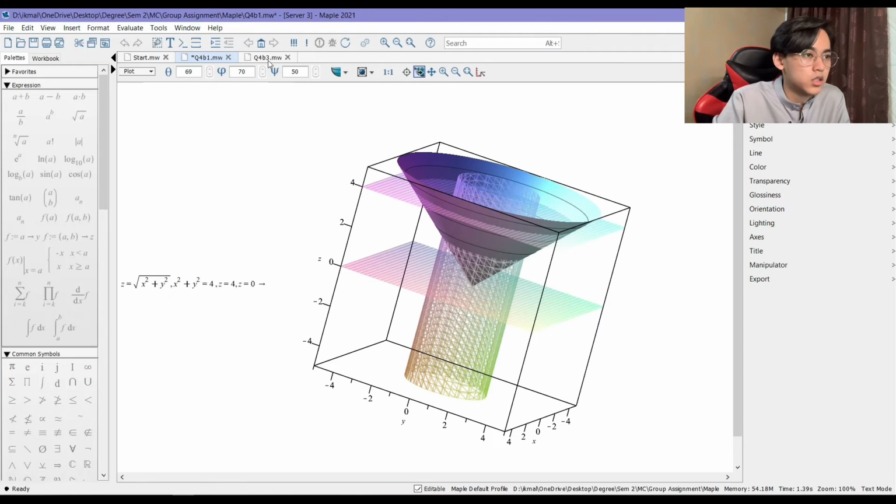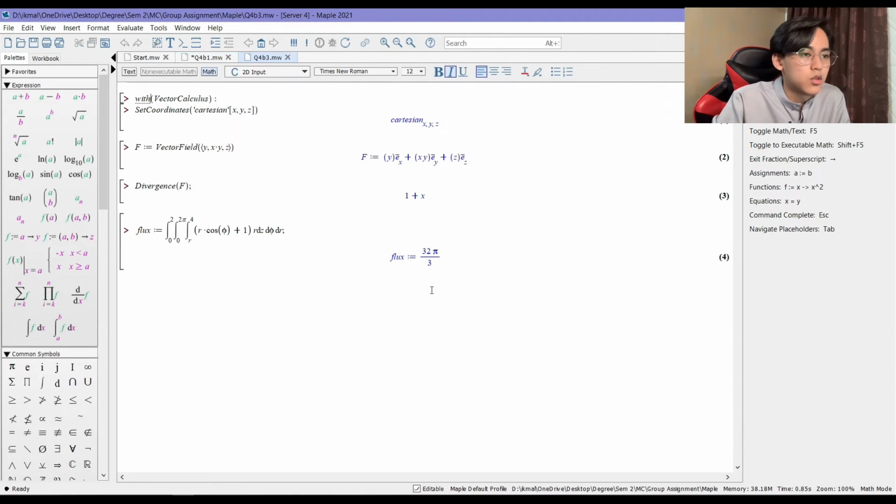So let's take a look at the simulation software. This is the coding for question 2 and question 3. From here to here is for question 2, and the last one is for question 3. First, we set the Cartesian coordinates x, y, z, and then we call the vector field yi + xyj + zk, and then we do this coding divergence of F, and we get the answer 1 + x. So the answer for the manual calculation and the software are the same.